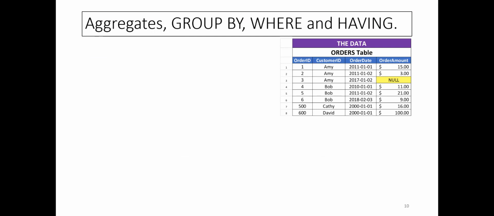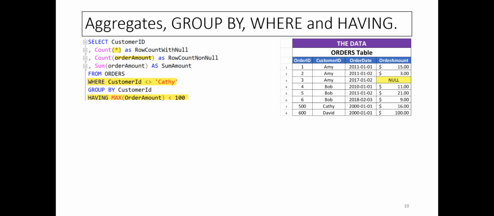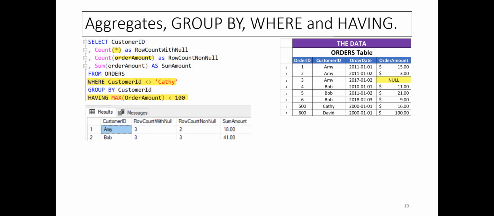Now let's look at aggregates in a select statement, which also has group by, where, and having clauses. The where clause eliminates row 7, where customer ID is Kathy. The resulting underlying data is grouped by customer ID into 3 groups, one each for Amy, Bob, and David. Next, the group for David is excluded because it fails the condition max order amount less than 100. The final result is as shown.